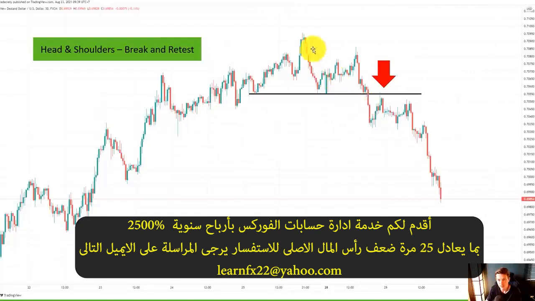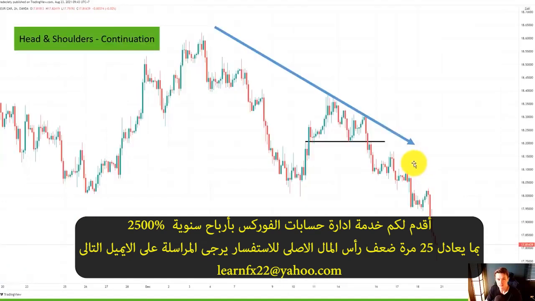Here on the breakout out of the head and shoulders, it's the first time the market is making a lower low. It's coming back, retesting the previous support now as resistance, which is a great signal here in and of itself. And then you can see afterwards the market is really nicely taking off.